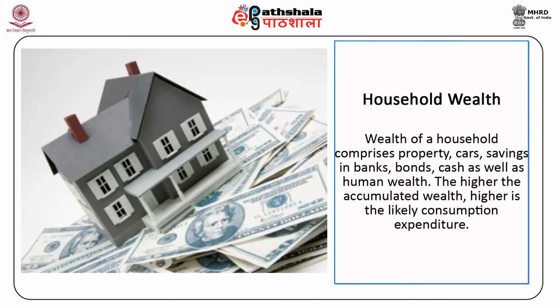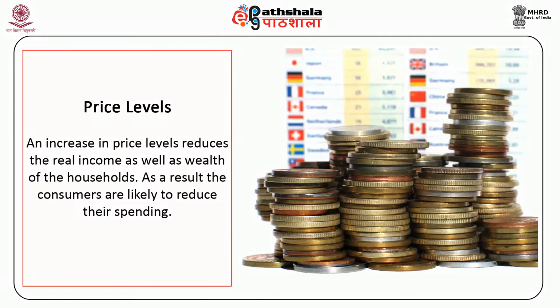Household wealth. Wealth of a household comprises property, cars, savings, bonds, cash as well as human wealth. The higher the accumulated wealth, the higher would be the likely consumption expenditure. Example, a fall in stock prices results in a decline in wealth and hence may induce a fall in consumption. This results in a downward shift of the consumption curve. Price levels. An increase in price levels reduces the real income as well as the wealth of the households. As a result, the consumers are likely to reduce their spending.